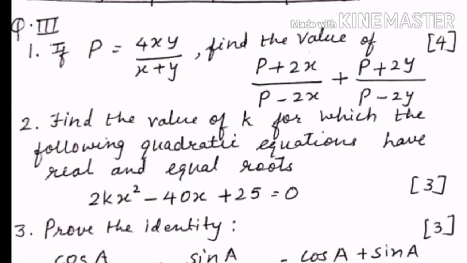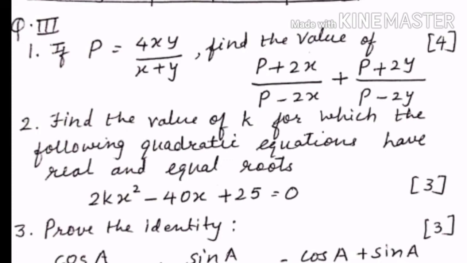Now second number is: find the value of k for which the following quadratic equations have real and equal roots. So as you know, for real and equal roots, first of all you have to find the discriminant. So in that discriminant you will take D is equal to b square minus 4ac. A, b, c values you will get from the equation given in the question, and you will find your D is equal to 0. You will take it because it is given real and equal roots, meaning discriminant is always 0, and then you will find the value of k.